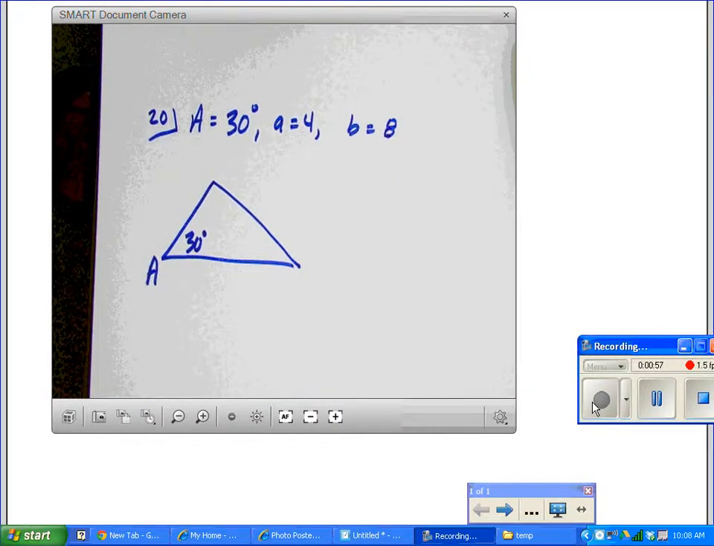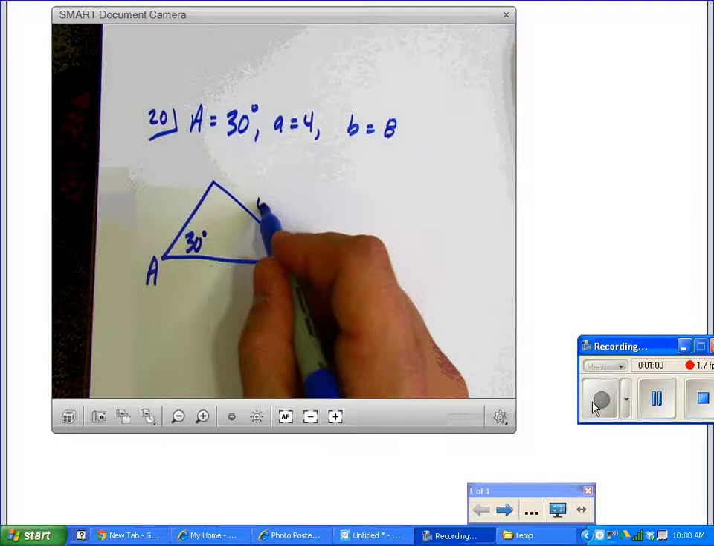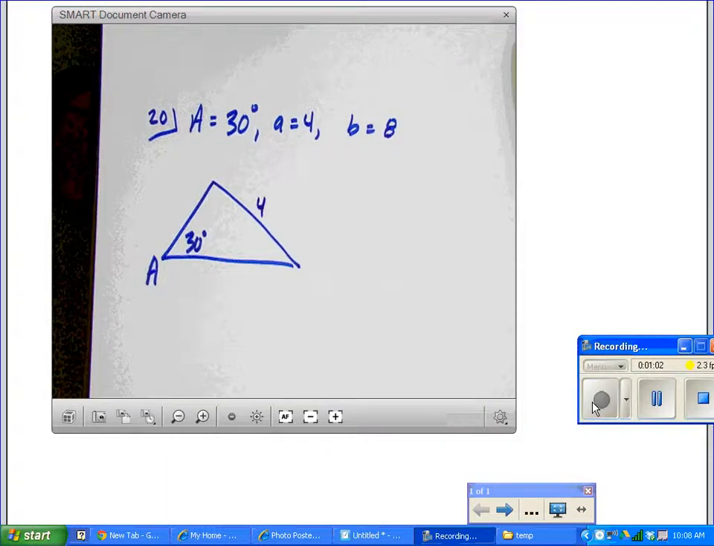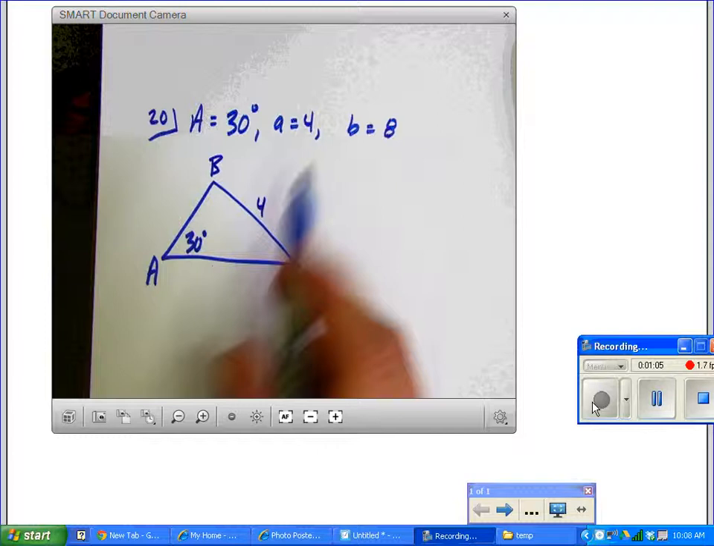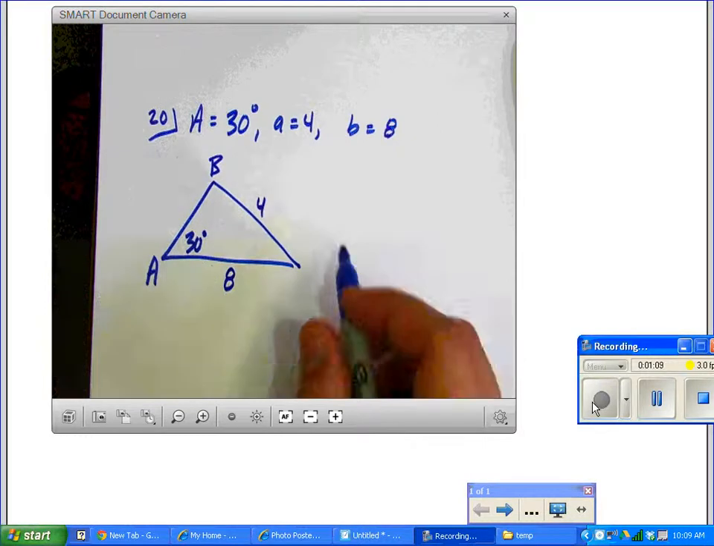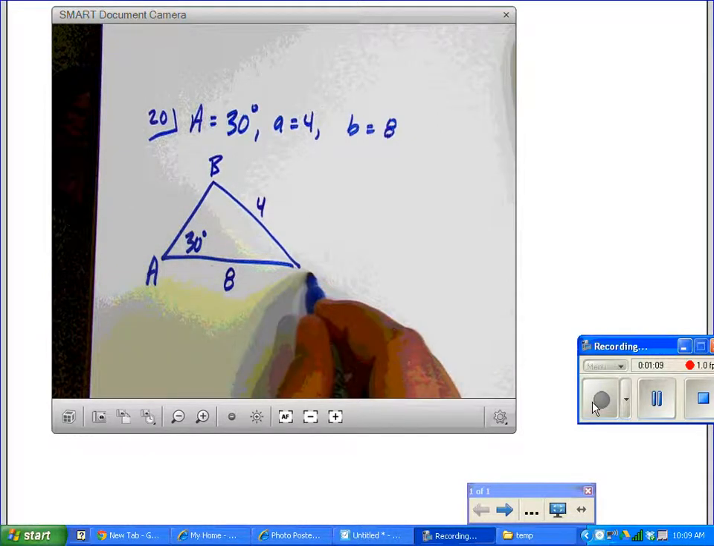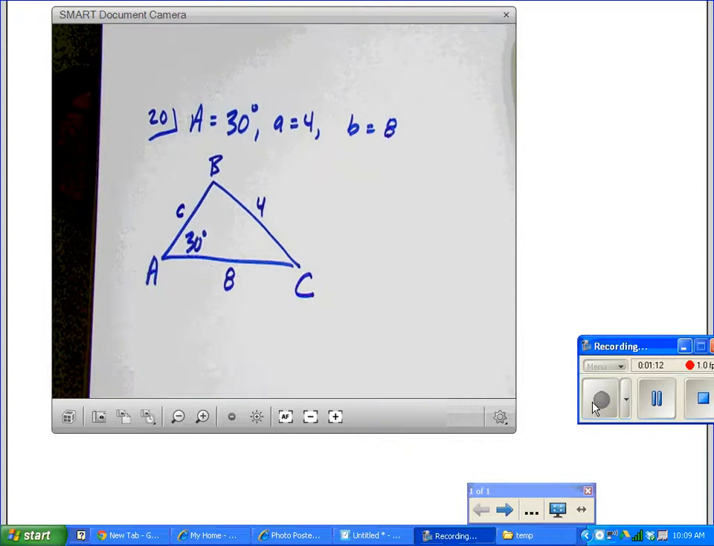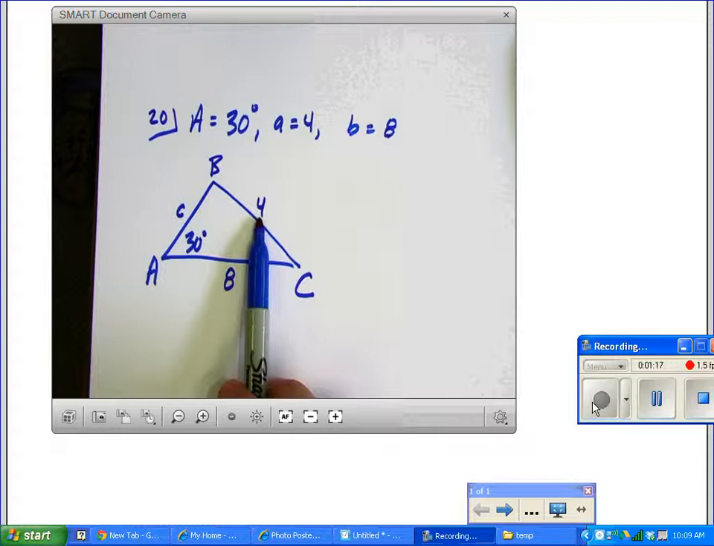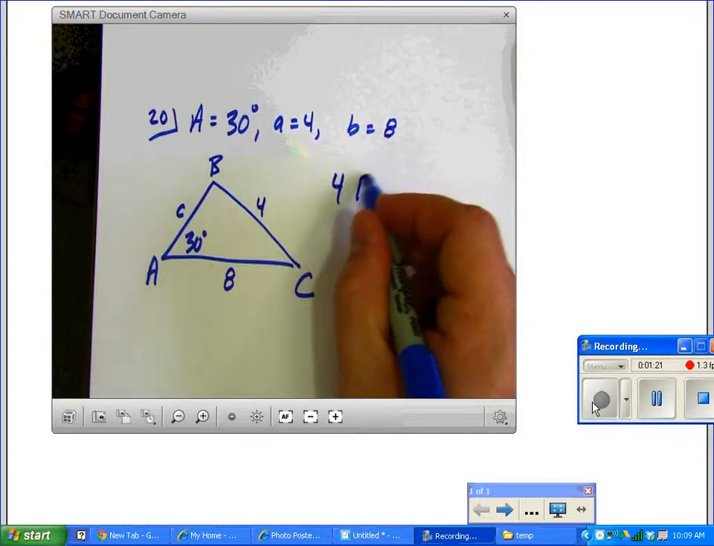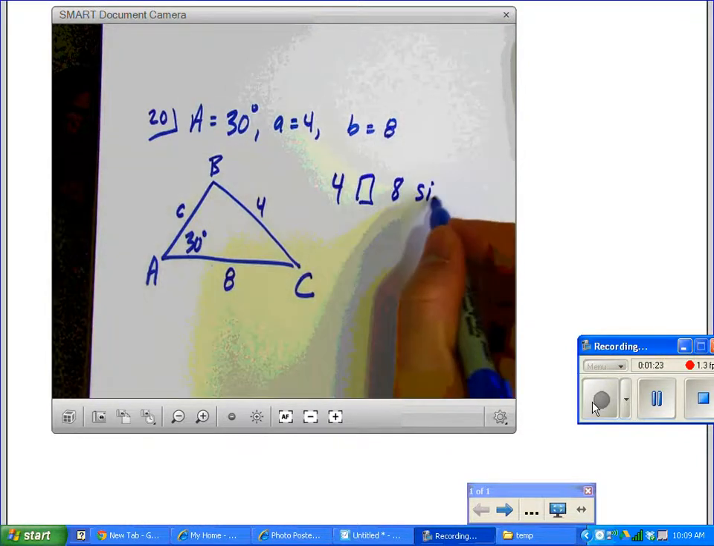So now let's see what case we got here. We got 4 is going to be right there for little a. You want to put b at the top, and so 8 would go at the bottom for little b. So this one's got to be c, and this one's going to be little c. Since the smaller side is across from the angle, we've got to make that comparison. So we're going to compare 4 to 8 times sine 30.